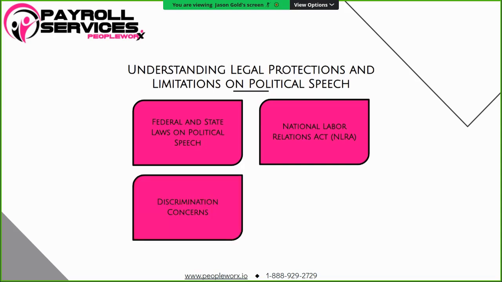Discrimination concerns. You have to be cautious about political discussions that could cross over into harassment or discrimination. For example, if political discussions veer into topics related to race, religion, or gender, you may be dealing with a violation of Title VII of the Civil Rights Act.